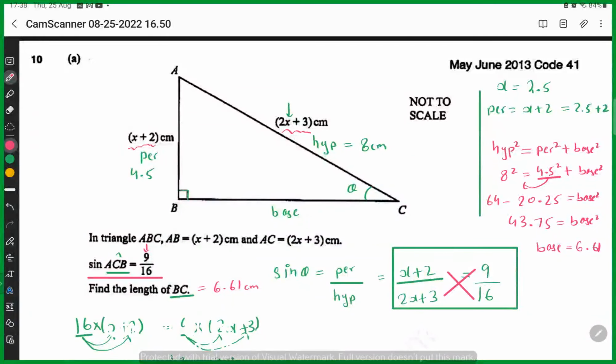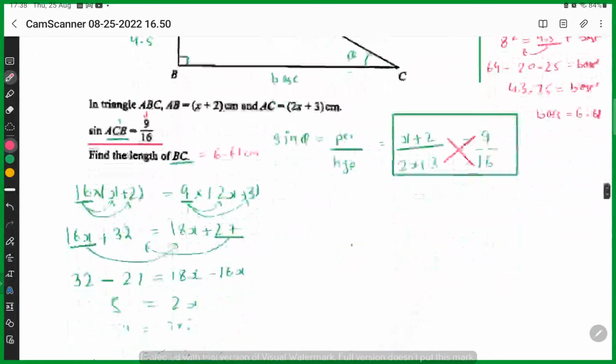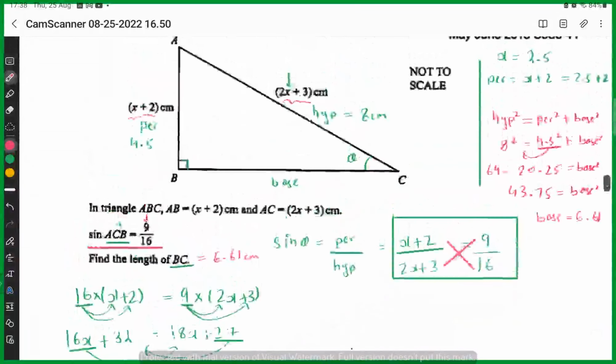After cross multiplication, I just simplified, did some basic mathematical steps, and I got x equals 2.5. Using this x equals 2.5, I plugged in this x over here, and I got the perpendicular side as 4.5. Initially, it was unknown, okay? And hypotenuse as 8 centimeters. And now when I had two sides and the third was unknown, I just applied the Pythagoras theorem and was able to find the unknown side. Yes, now you can ask me whatever you have in your minds.